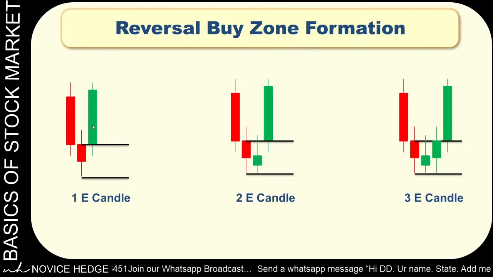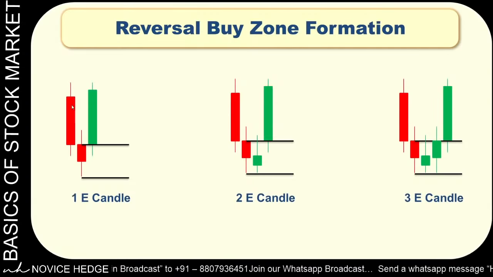Whereas what about the E candles? The E candles are just transaction candles. They do not give you any conclusion that buyers have won or the sellers have won. They do not give you any confirmation, whereas the imbalance candles give you a confirmation of who has won, whether it's the bull or the bear. So in the reversal buy zone formations, I can explain the first case.